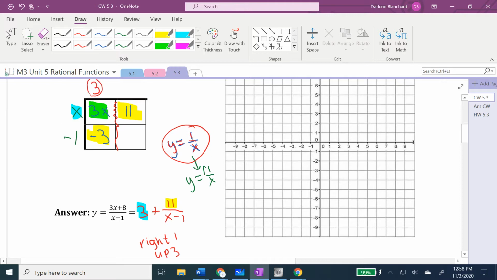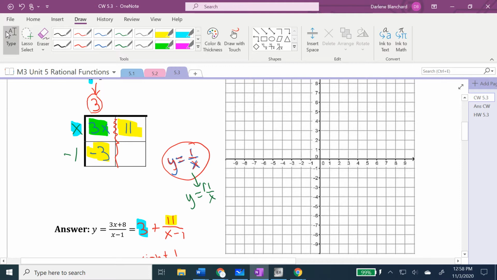So what we do is we start off with the parent graph, and I'm going to draw the parent graph in blue. And all I need you to draw are these central points of 1, 1, negative 1, negative 1. So I've got this graph right here, and their asymptotes are right there in the middle.